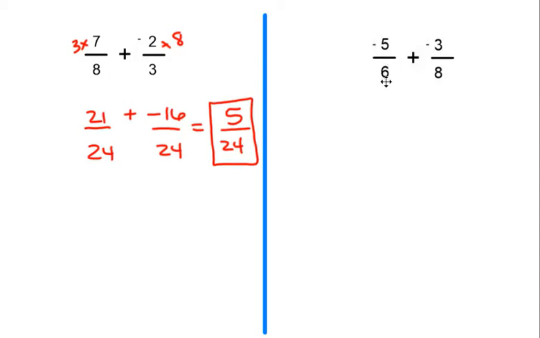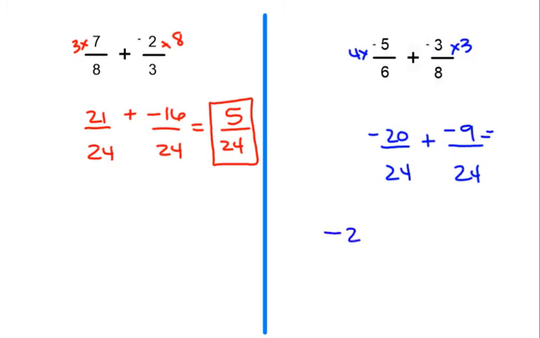Next problem, -5 over 6 plus -3 over 8. So I'm going to find a common denominator, which, let's see, again should be 24. So 6 goes into 24 4 times. 4 times -5 is -20. 8 goes into 24 3 times. -3 times 3 is -9. -20 plus -9, that same sign, so add and keep the sign. So that's going to be -29 over 24.